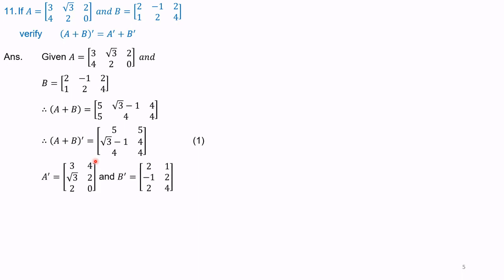Next step is we have to find individual transpositions. That is, A should be transposed to A dash. Therefore, A dash: A is 3, root 3, 2, and this is written as a column, 3, root 3, 2, and the second row 4, 2, 0 is written as a column 4, 2, 0. Similarly, B dash is 2, minus 1, 2, and this will be written as a column. And the second row is the second column. Therefore, 1, 2, 4.